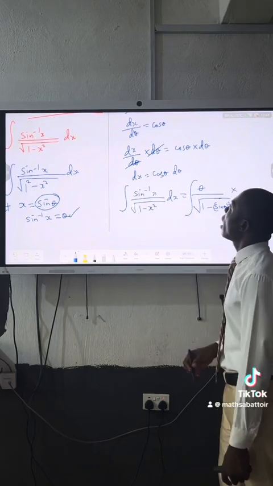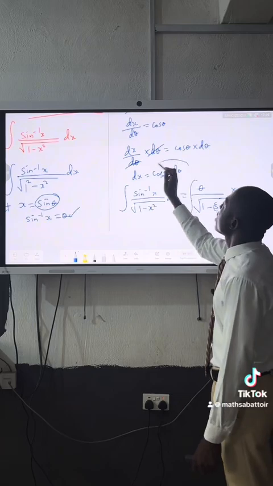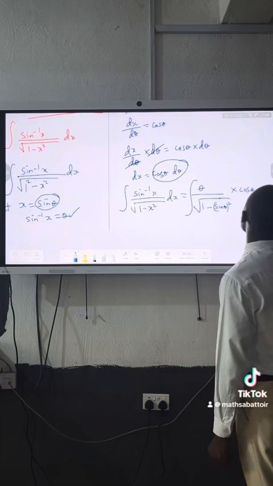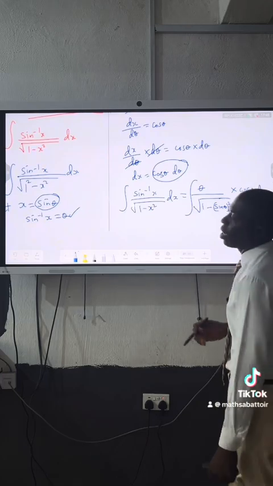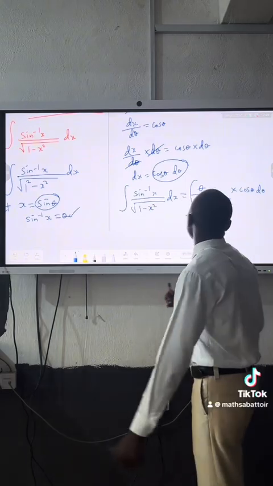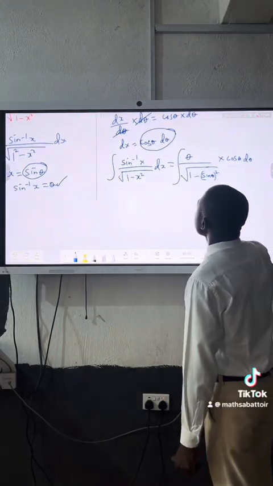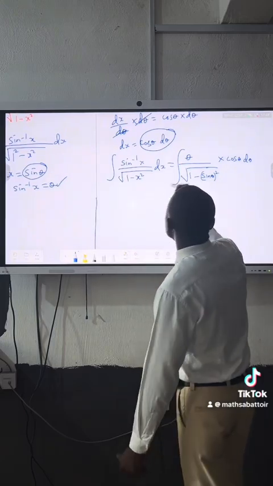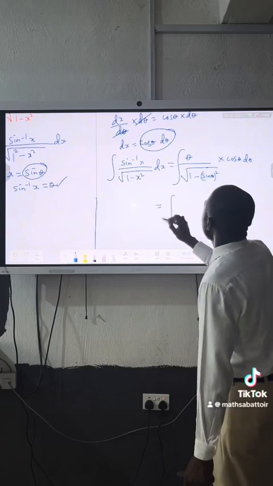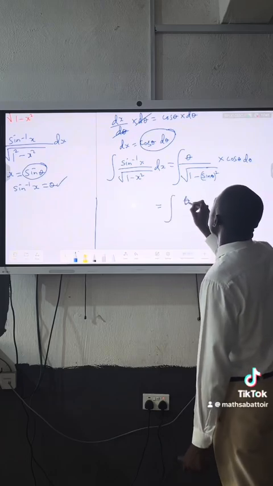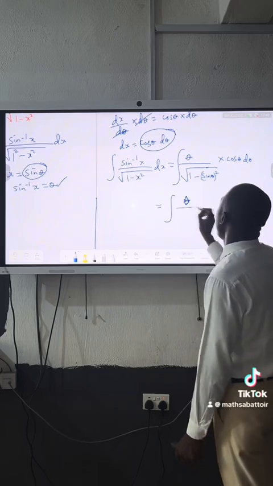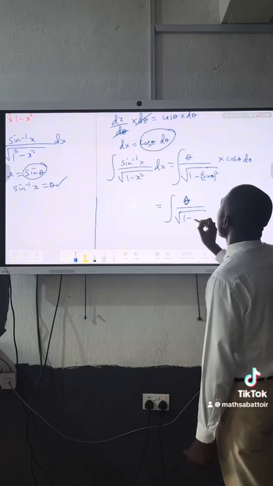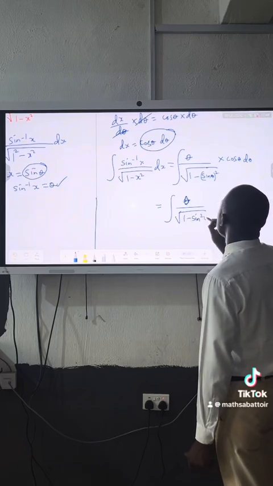Now multiply by cos theta d theta, since dx is now cos theta d theta. Is that okay? All right, so we go on. The next line of action is to have the integral of theta, all over the square root of 1 minus, and this place can be written as sine squared theta.